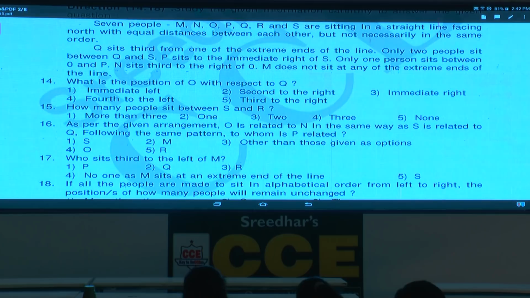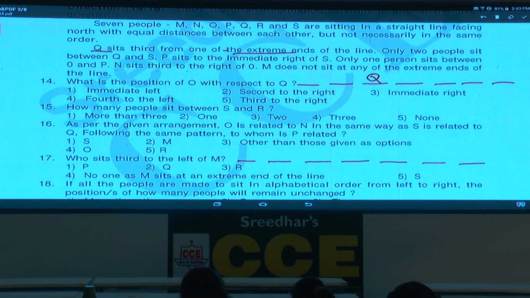Now how many possibilities do we have? We have 2 possibilities. What are those 2? Now 1, 2, 3, 4, 5, 6 and 7, 7 persons. Q sits third from one of the extreme ends of the line. Hence Q can be here, that is one possibility. Then the other possibility: Q can be third from the left hand or third from the right hand, isn't it? There are 2 possibilities.